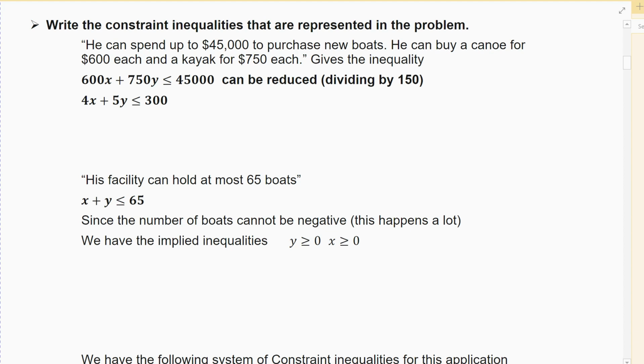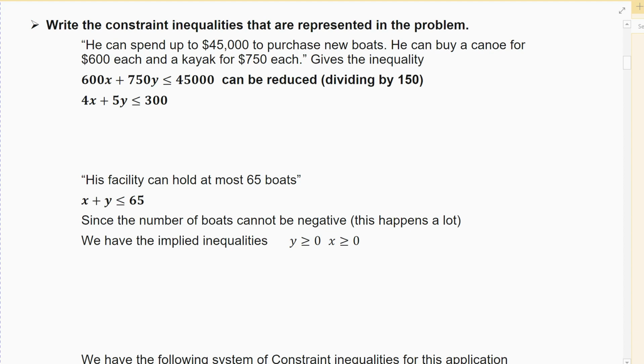And so I'm going to go through each line in the problem, step by step, to show how we get these inequalities. So the first one comes from his budget. He can spend up to $45,000. That's his budget for buying boats. No more than that, but he could spend less than that. That's the difference between this and what we did in chapter 3.